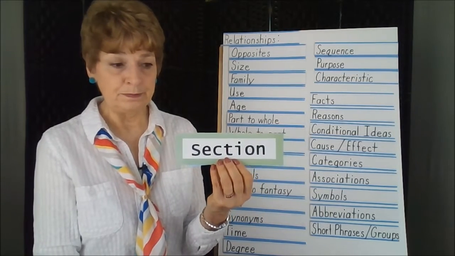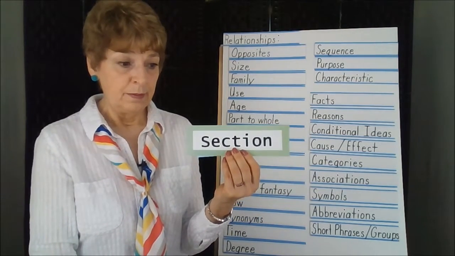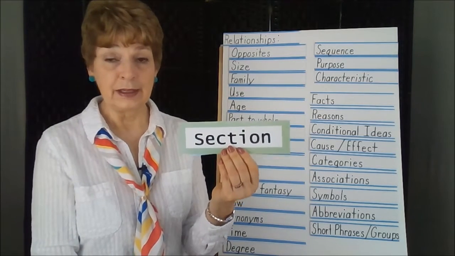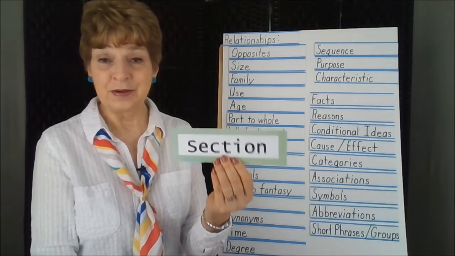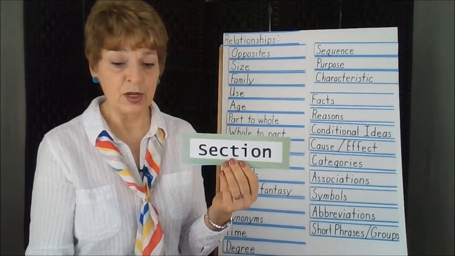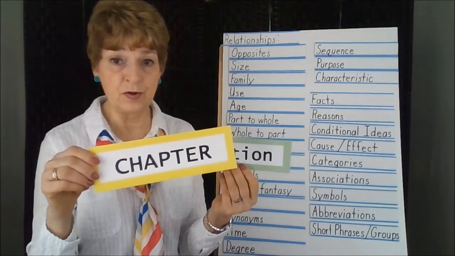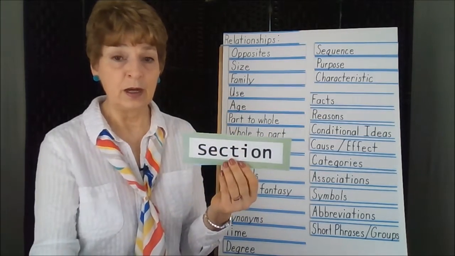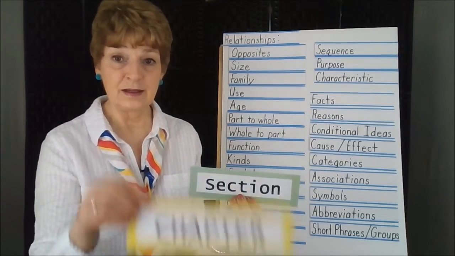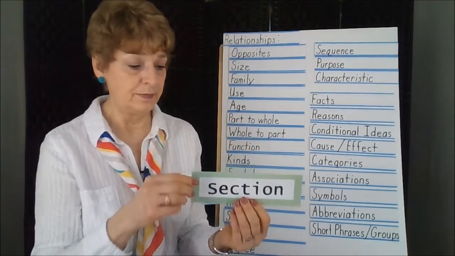Sections might be maybe Massachusetts or Connecticut or the New York colony. So we could have those kinds of sections. And so if they were doing the northern colonies, maybe we have 3 sections underneath this heading.